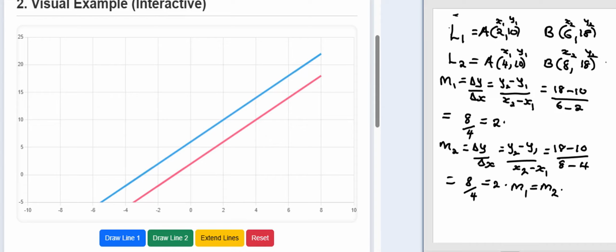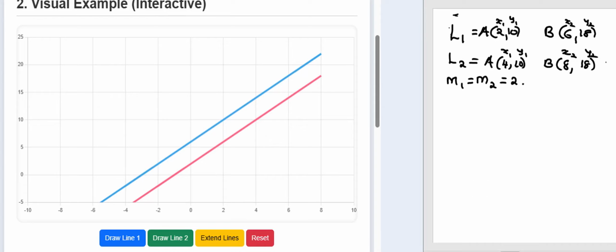Let's look at that. Since we already know the gradient of line 1 and the gradient of line 2 are the same and equal to 2, we can use any of the coordinates of each of the lines to find the y-intercept of each line. So let's start with line 1. If you don't know how to find the intercept of a line, you can review lesson 3. I taught that concept there.